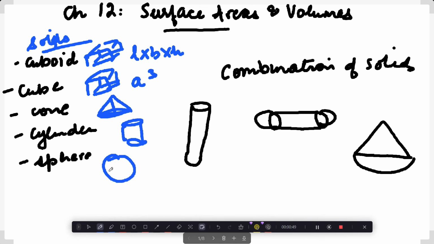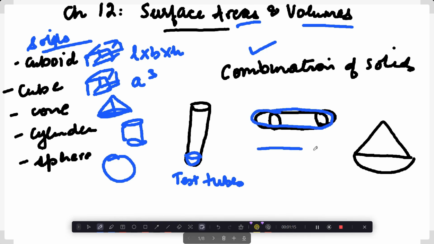Now in this chapter, in Class 10, what we are going to study is the combination of solids and their areas and volumes. For example, a test tube is a cylinder with a hemisphere at its bottom. These are real life examples of a combination of different solids. Or you can see a toy made of this shape, a cone and a hemisphere.